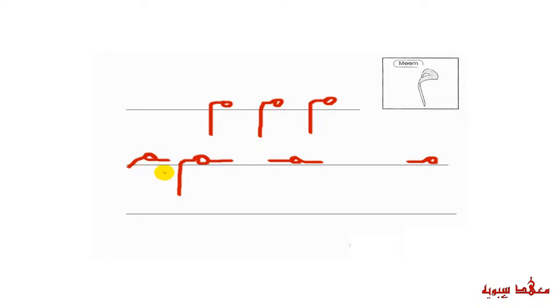So to join three meems together is as follows. It's 1, 2, and then 3. Okay, that's quite straightforward. Next letter, the noon.